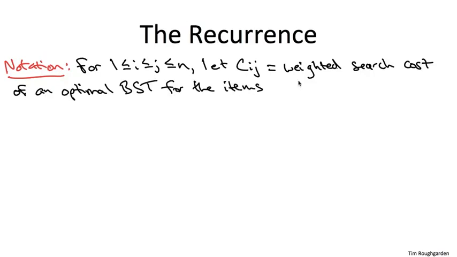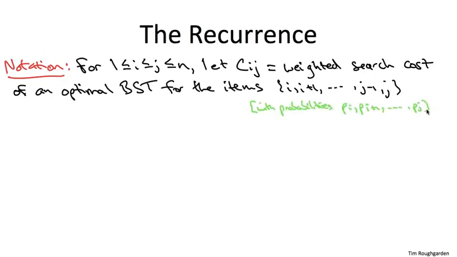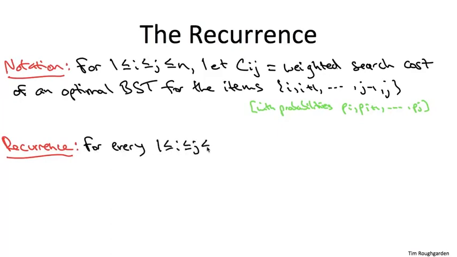So for a given choice of I and j, where of course I should be at most j, I'm going to denote by capital C sub ij the weighted search cost of an optimal binary search tree just on the contiguous set of items from I to j. And of course the weights or the probabilities are exactly the same as in the original problem, they're just inherited here, p_i through p_j. So now let's state the recurrence. So for a given subproblem, C_ij, we're going to express the value of an optimal binary search tree in terms of those of smaller subproblems.